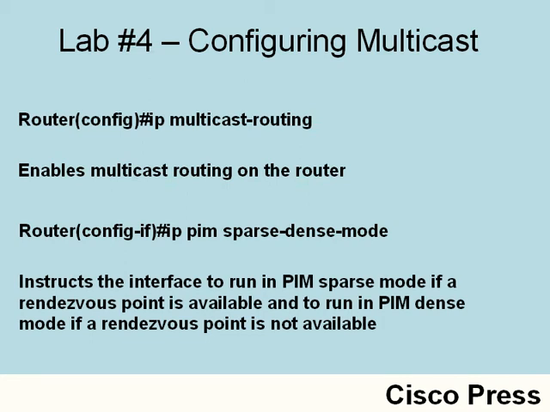What this is going to do for us is tell those interfaces to run in sparse mode if a rendezvous point is available, and in dense mode if a rendezvous point is not available. And we're using PIM, that's Protocol Independent Multicast, as our multicast routing protocol. This allows us to form multicast distribution trees regardless of the underlying unicast routing protocol. Let's go out to the routers now and see how to set this up.